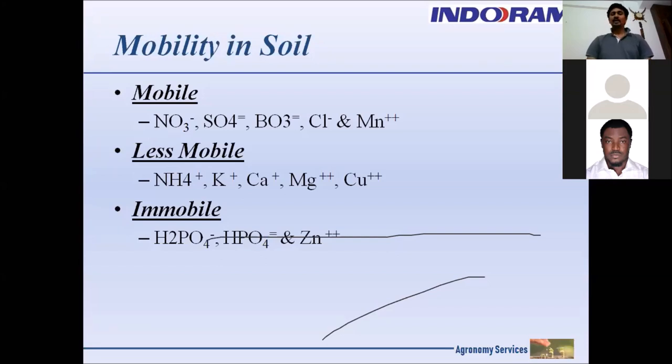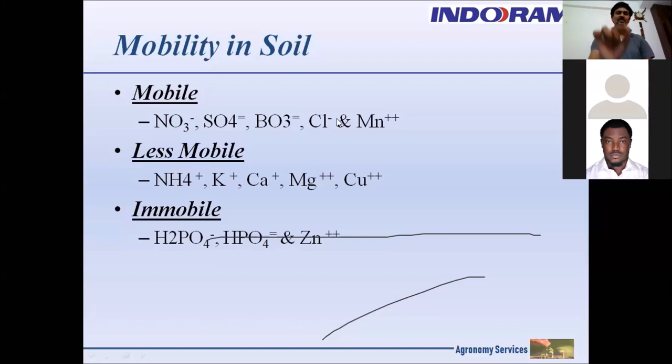Like nitrate, sulfate, borate, chlorine, and manganese. These are highly mobile nutrients in soil. But how do you link this to your daily use or your role? See, if the nutrient is highly mobile in soil, then you have to take precautions. You have to design your fertilizer in such a way that there should not be a higher quantity of these mobile nutrients at any point of time.